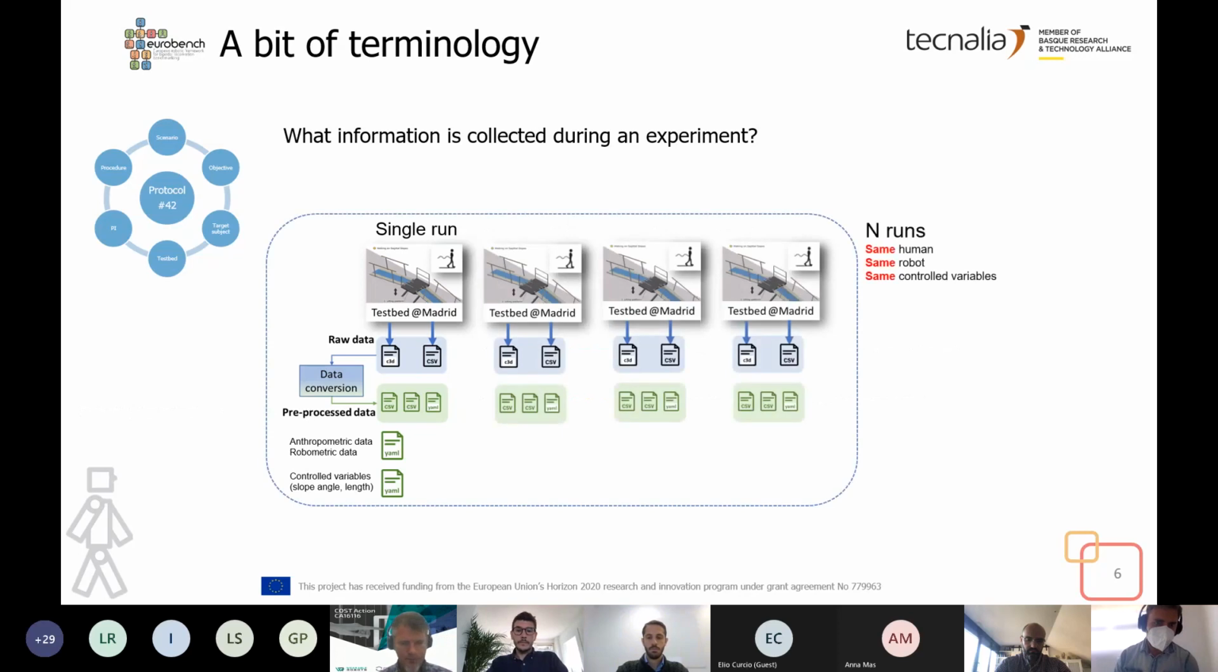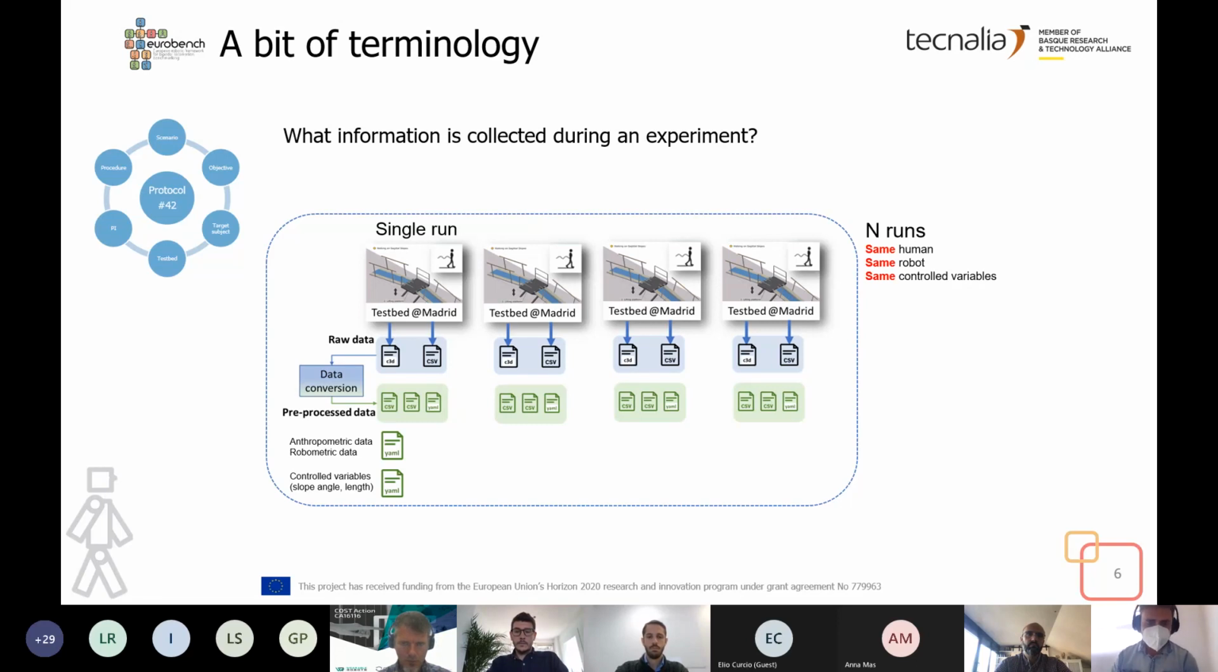So this is for a single run, but we can do several runs, keeping the human participating, the robot, and the control variables, the condition you are applying. This is normally done for statistical reasons. You want to have statistically meaningful data, and so you repeat the experiment.